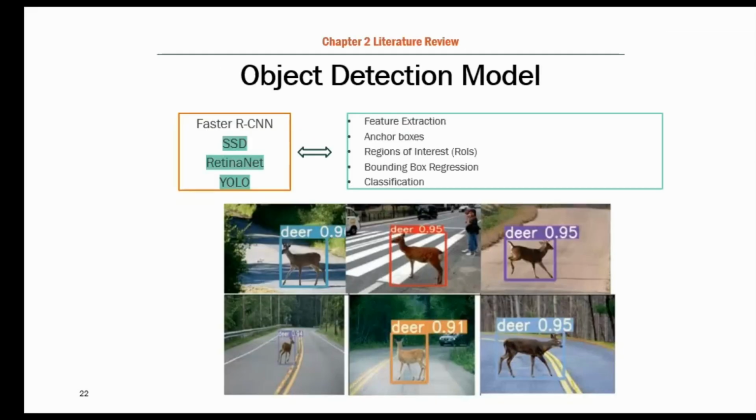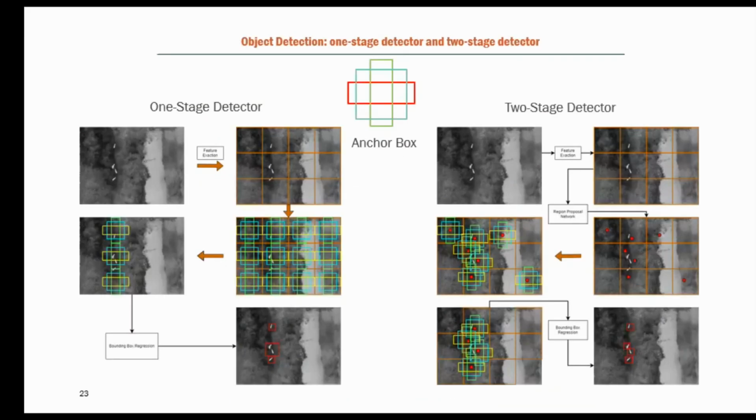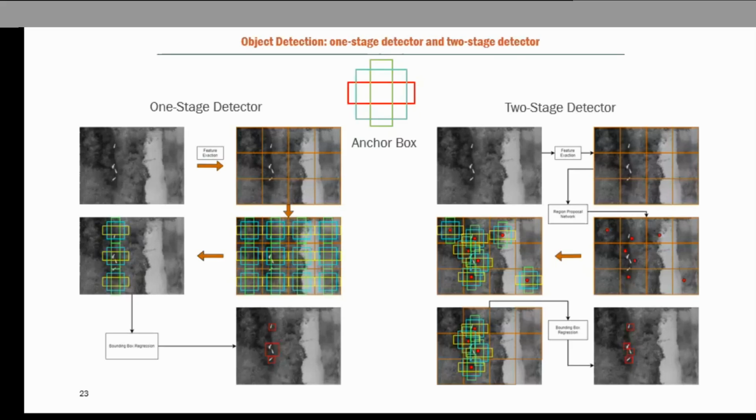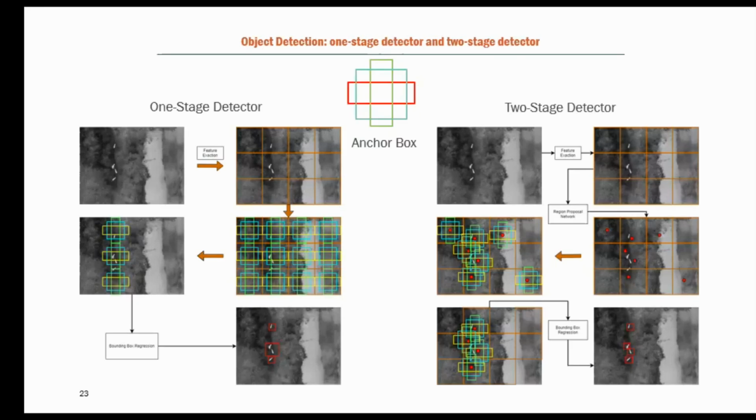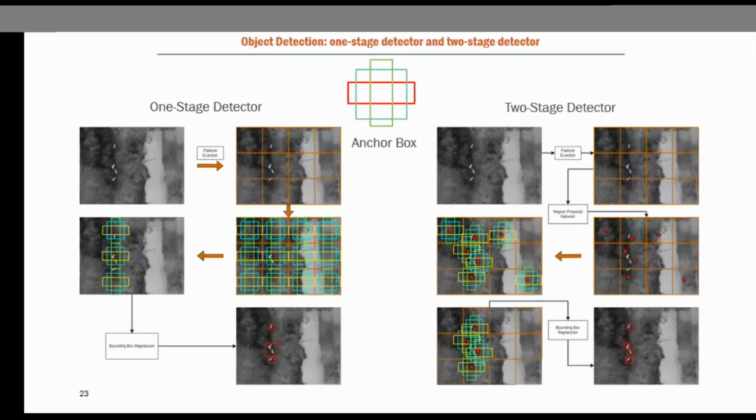Fortunately, recently this method has been replaced by advanced object detection models based on deep learning, such as Faster R-CNN, SSD, which means single-shot detection, RetinaNet, and YOLO. These models can be further divided into 2 categories. One is the one-stage detector, and the other is the 2-stage detector. Their working mechanism simulates how we humans work. We use our eyes to detect objects, and then we use our brain to identify them.